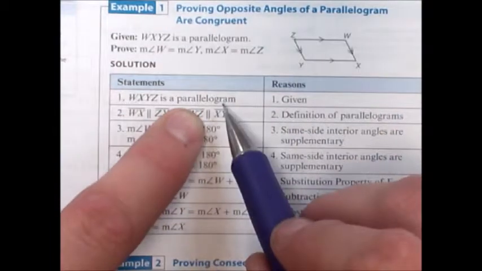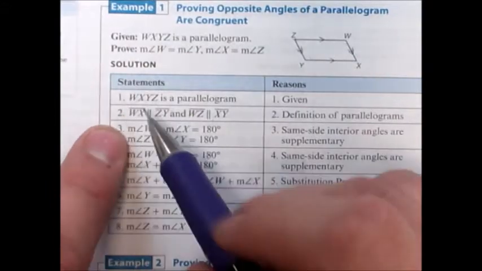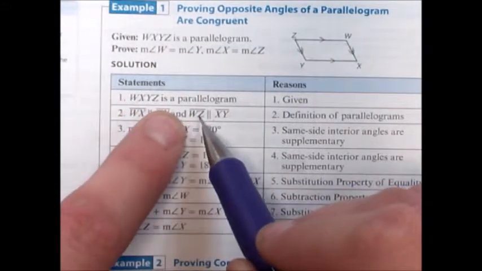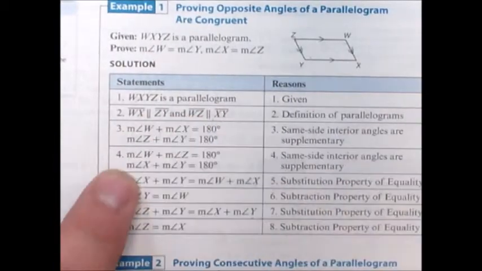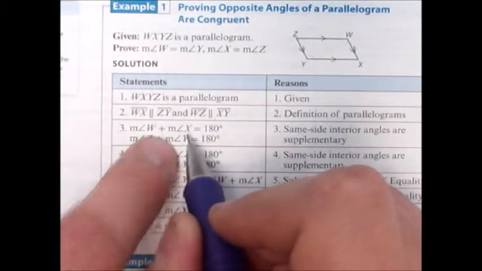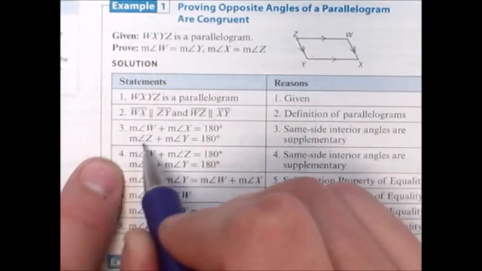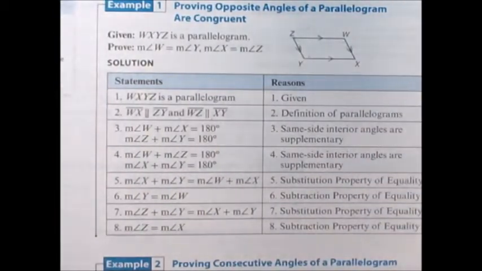WXYZ is a parallelogram from the given information. Sides WX and ZY are parallel. Also, sides WZ and XY are parallel from the definition of parallelograms. The measure of angle W and the measure of angle X add up to 180 degrees. Also, the measure of angle Z and the measure of angle Y added together is 180 degrees.